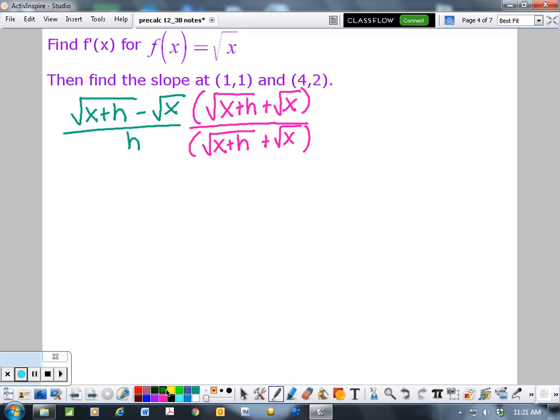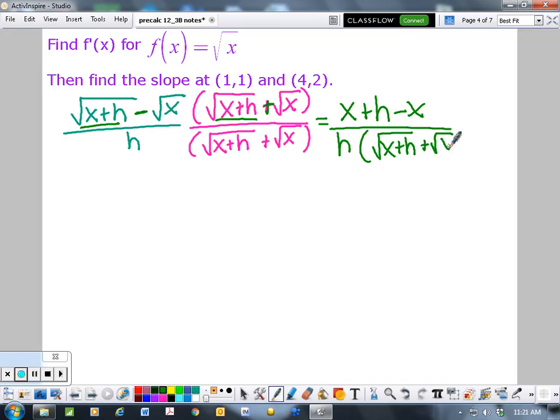By doing that, we get that magical multiplication on top. When I have this times this, since they're the same, it's the square root of x plus h squared, and the square root cancels out, leaving us with just the insides. And then our middle terms will cancel. That's why we have the conjugates here. And then we get minus x. So that's all over h times the square root of x plus h plus the square root of x. The x's will cancel out. The h's will cancel, leaving us just with a 1, because anything divided by itself is 1, except for 0.